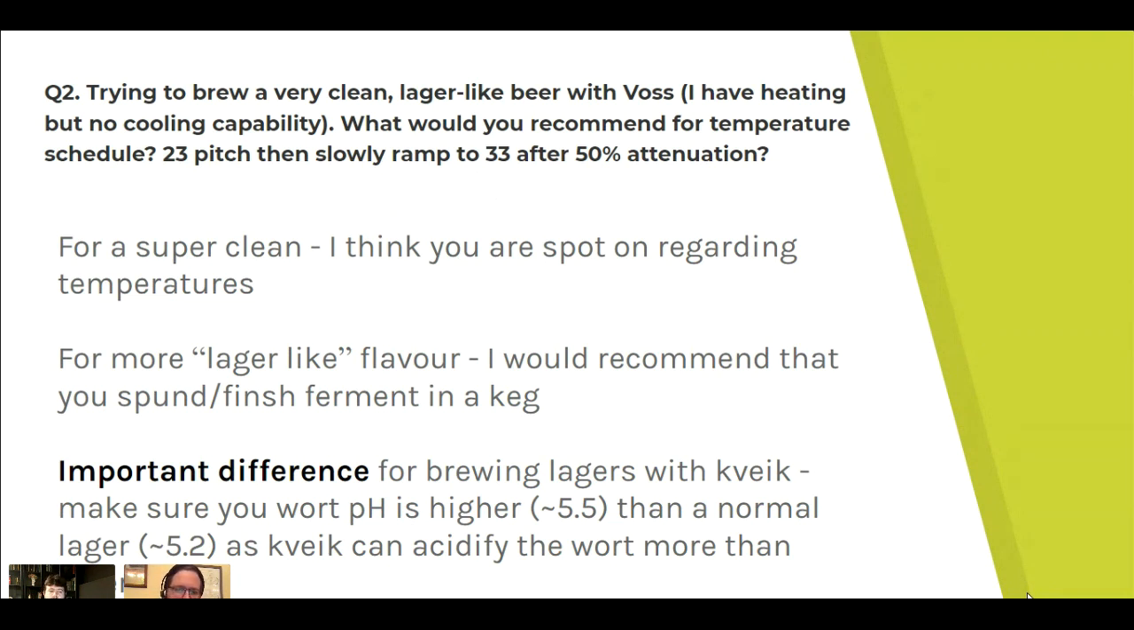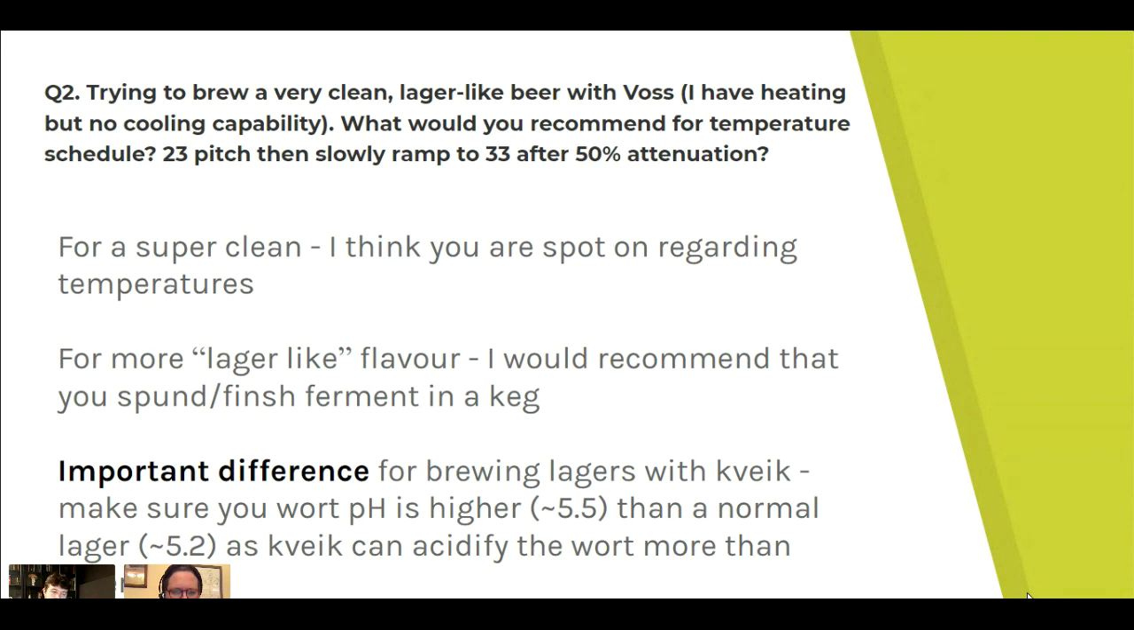The thing I would make sure to really focus on here is that if you want this beer to taste more like a lager, you have to treat it more like a lager. So doing things like spunding and things we talked about already in passing in this series, I would recommend you do those things. One thing we haven't mentioned already that's really important for a difference between brewing a lager with a lager yeast and a lager-like beer with Kveik is that normal lagers do not possess the ability to acidify their wort as strongly as most ale yeast.